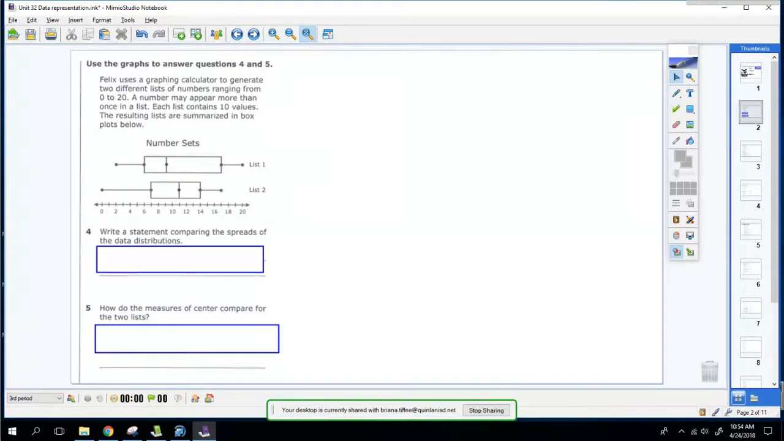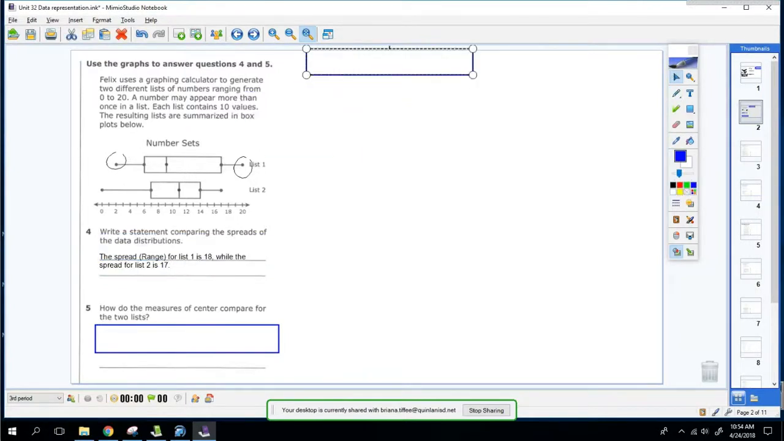Number 4. It says Felix uses a graphing calculator to generate 2 different lists of numbers ranging from 0 to 20. A number may appear more than once in a list. Each list contains 10 values. The resulting lists are summarized in a box plot below. Write a statement comparing the spreads of the distribution. Remember, spread is range, so you take your biggest minus your smallest. When you do that, list 1 has a spread of 18, while list 2 has a spread of 17.